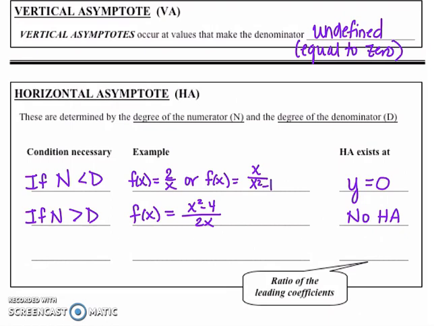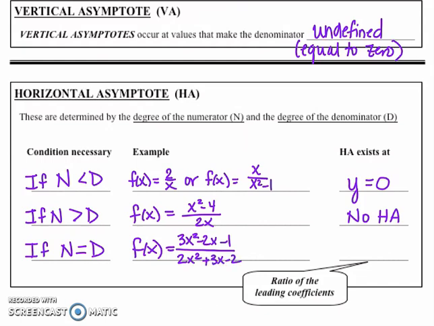And then finally, the third situation. I'm sure you are wondering, what if the degree of the numerator is equal to the degree of the denominator? For example, what if we had f of x equals 3x squared minus 2x minus 1 over 2x squared plus 3x minus 2. Degree of the numerator is 2, degree of the denominator is 2. Then our asymptote here is going to be y equals 3 over 2.